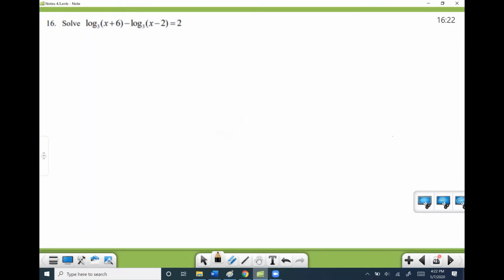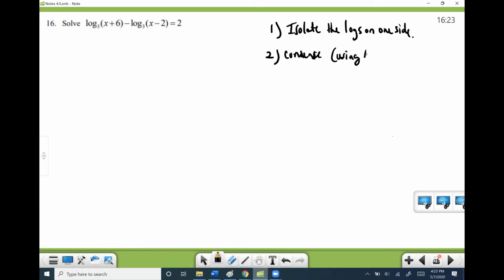All right, step 1, get all the logs on one side, right? Isolate the logs on one side. Well, it looks good. I got logs on one side and non-logs on the other side. Done. But now we finally get to do step 2, right? Condense. And we condense by using those properties, you guys. So the properties you did last section, using the properties.